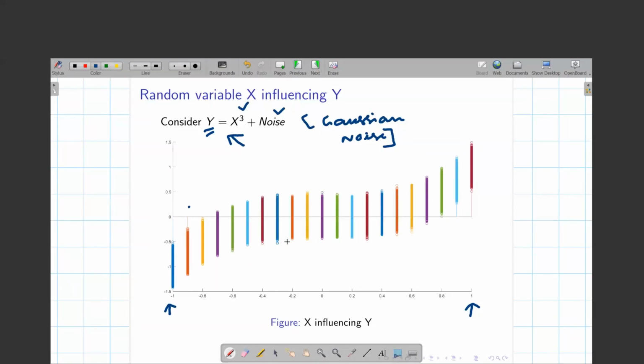The thing is, we have to actually find out this function. So we need to find out this function x cube, which is not available. What is available to you is only the outcome of the random variable y. So how to do that?